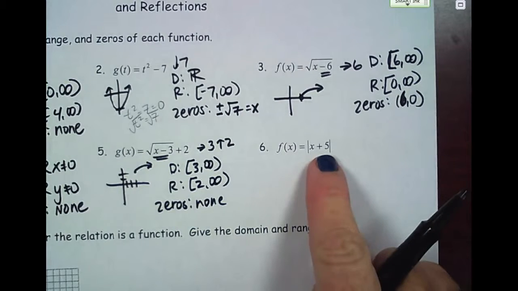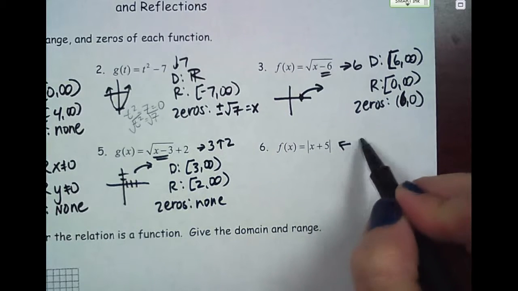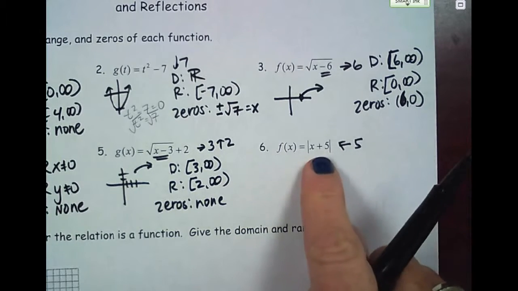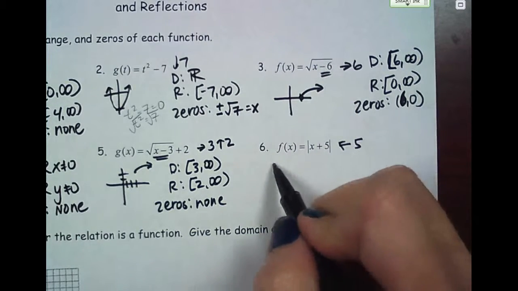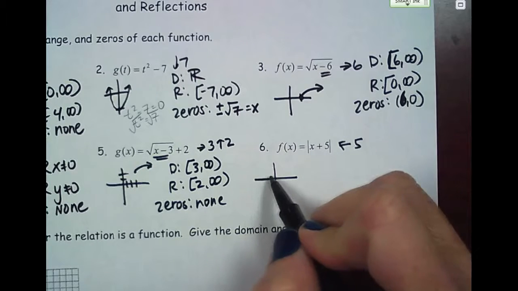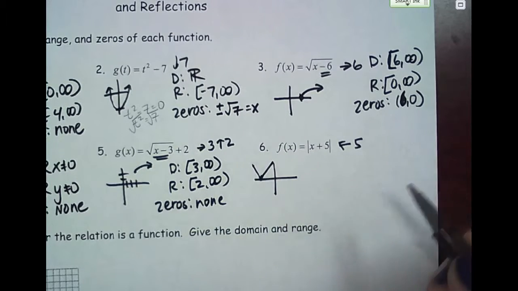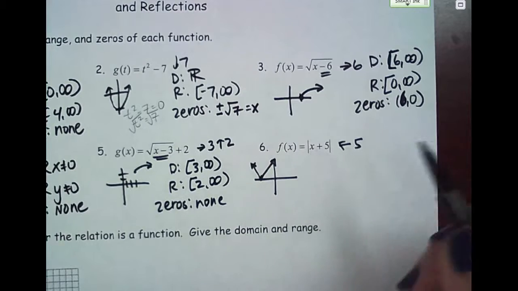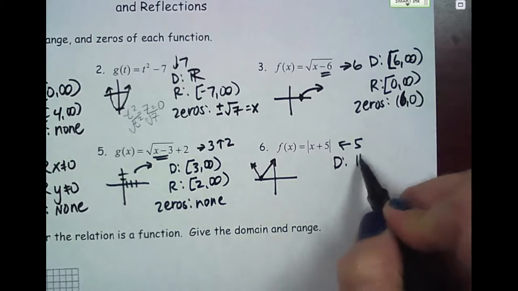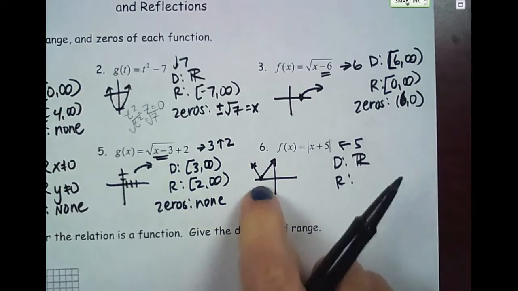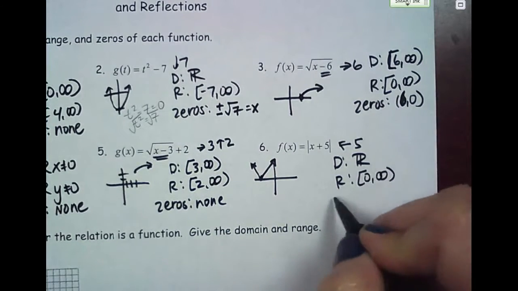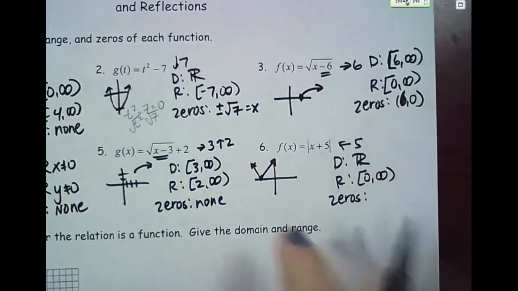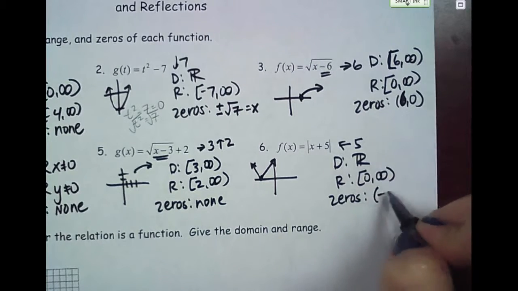This is the V graph, remember? And I'm with x, so you do the opposite, left 5. With x, remember, when you're under the radical or in the brackets, that with it you do the opposite. So that means you're going to go left 5, and then a V. My domain, all real numbers. My range starts at 0 and goes up. And my zeros, there's actually just one right here, -5, 0.